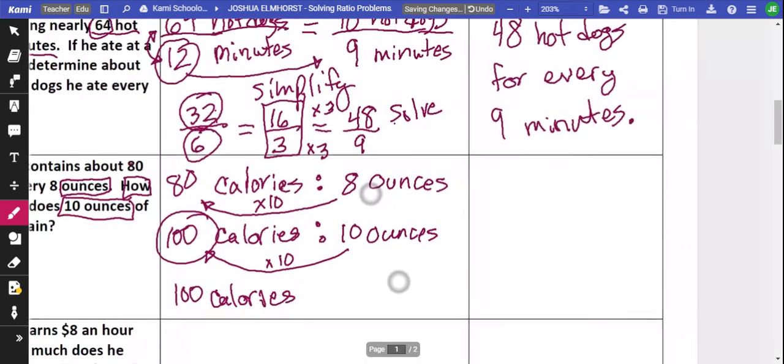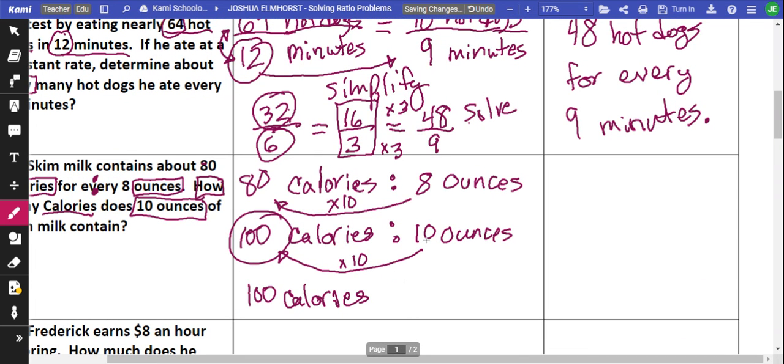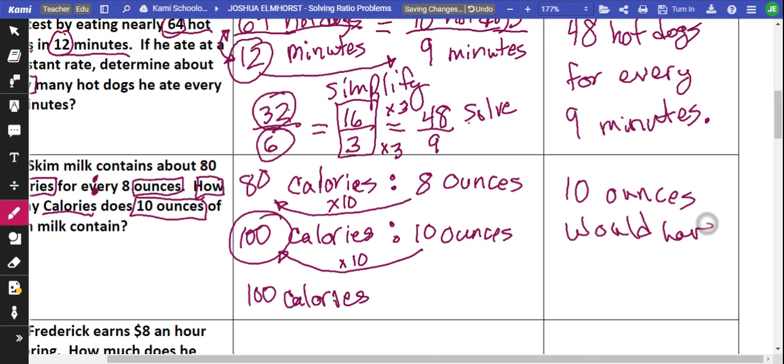So we go over here, 10 ounces. 10 ounces would have 100 calories. Now you're going to go ahead and choose 3 more of the problems to set them up and solve them on your own. You pick which 3, and when you're done, go ahead and turn it in and let me know.